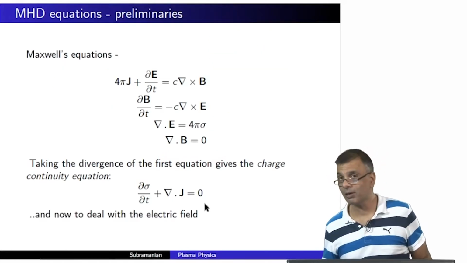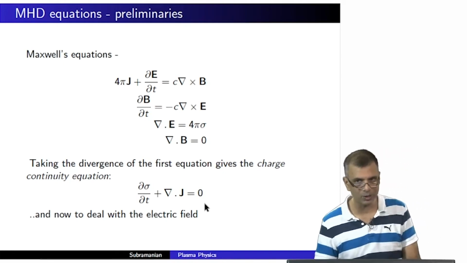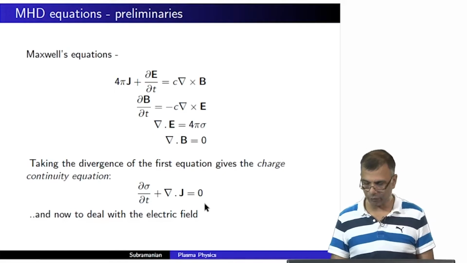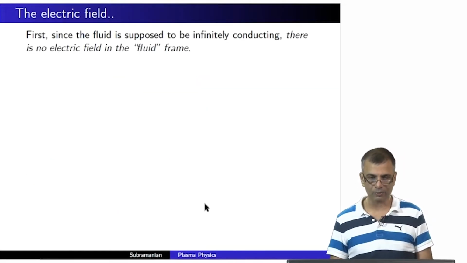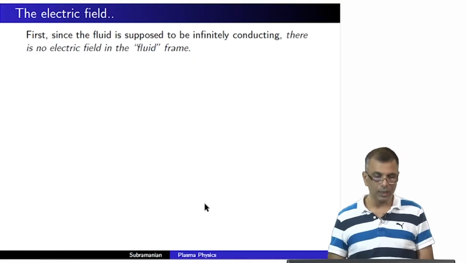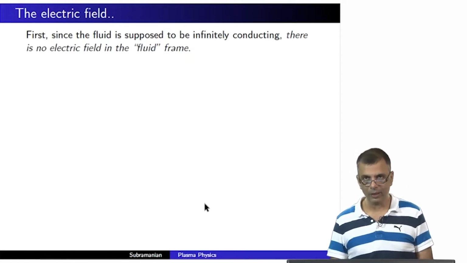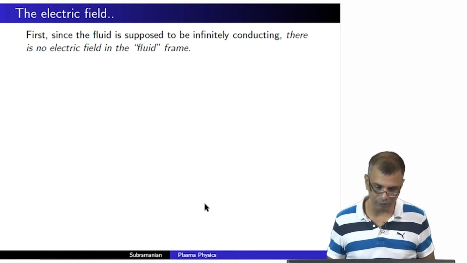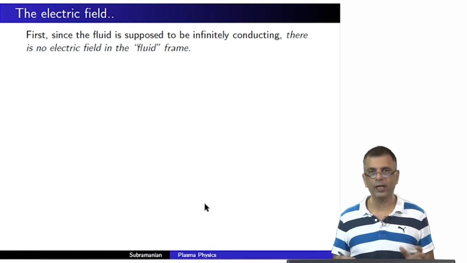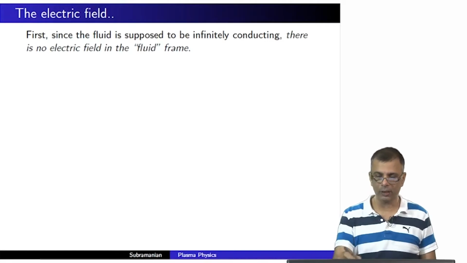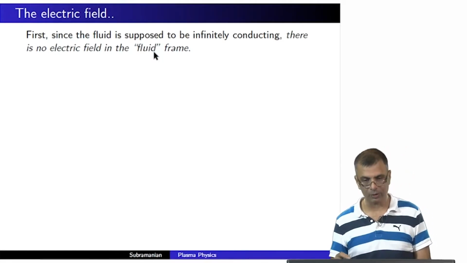And now to deal with an all important electric field. We made a big fuss about the electric field. Remember, we kept saying that the electric field in the fluid frame is equal to 0. So, let us deal with it. Okay. All right. So, firstly, the fluid is supposed to be infinitely conducting, right. The conductivity is infinite, therefore, there is no way you can have an electric field inside of the fluid. There is no way you can have an electric field in the quote unquote fluid frame. That is not possible. Okay.